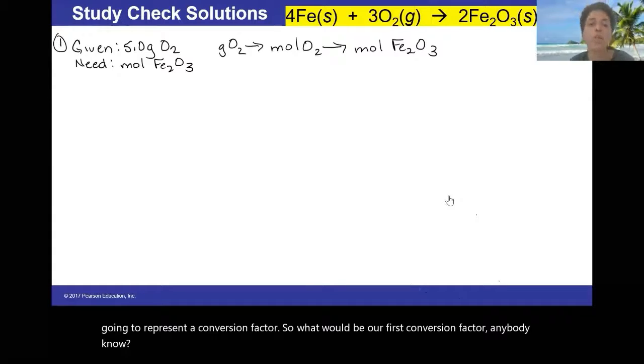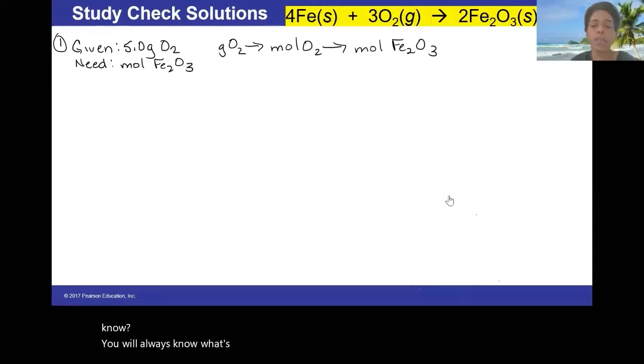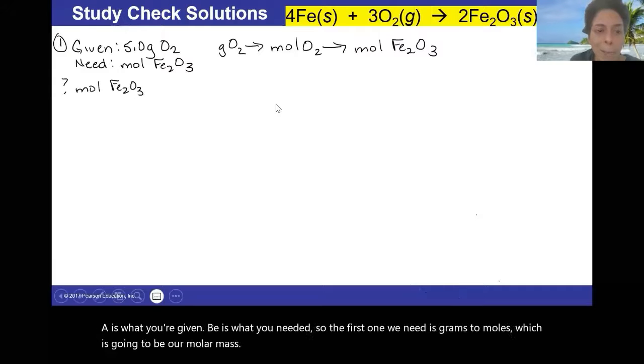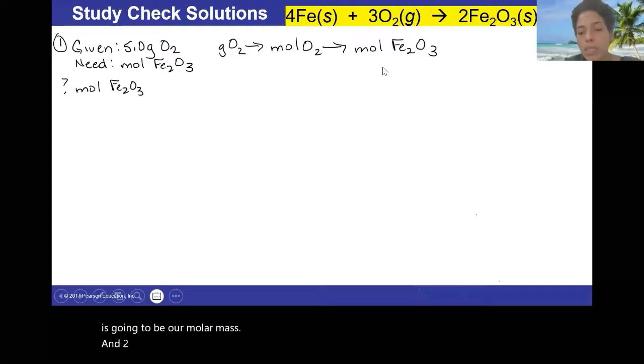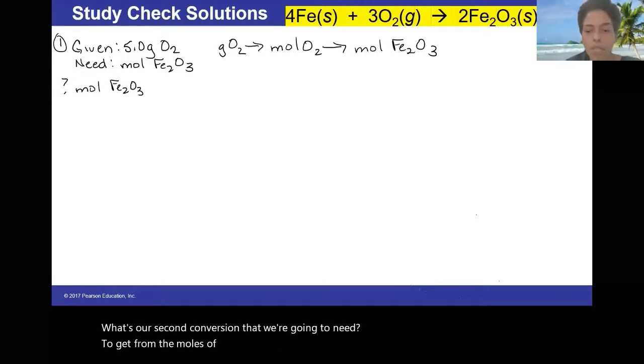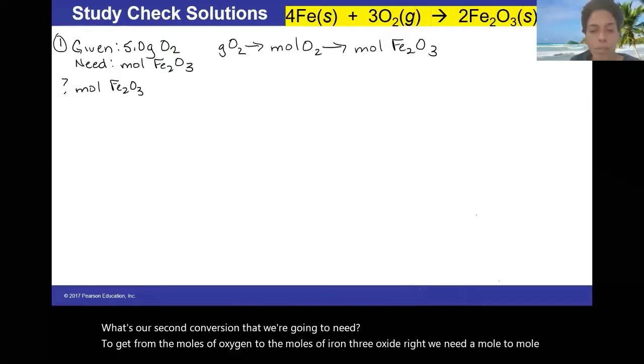You will always know what's A because A is given, B is needed. A is what you're given, B is what you needed. So the first conversion we need is grams to moles, which is going to be our molar mass. And number 2, what's our second conversion that we're going to need to get from the moles of oxygen to the moles of iron 3 oxide? Right, we need a mole to mole ratio from our chemical reaction.